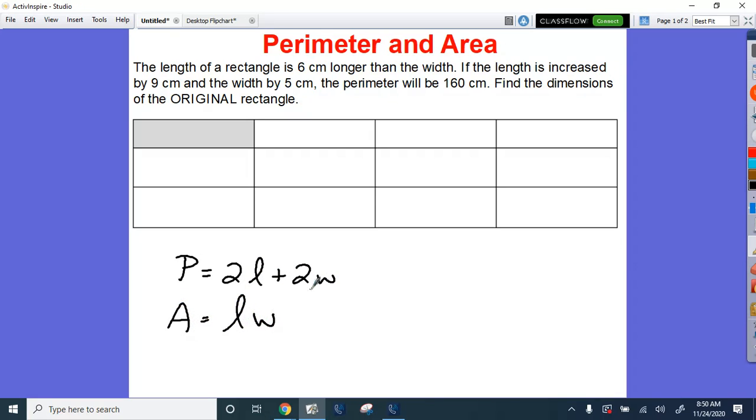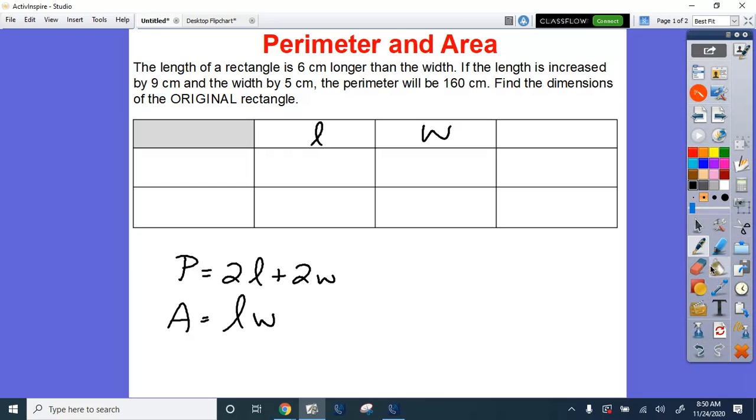So these are the values that we're going to be using in our table. We're going to be using length and width. We just need to know what the last label over here will be. Is it going to be A for area or P for perimeter? That's what we're going to figure out in this problem, and then we'll use these to our advantage a little bit later.